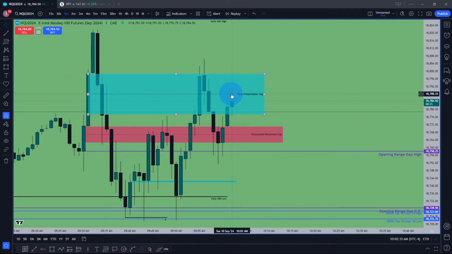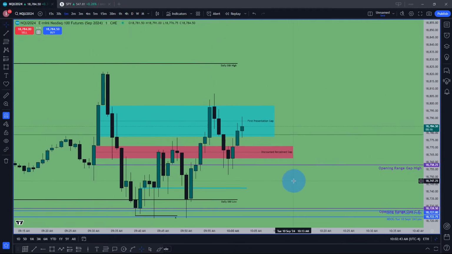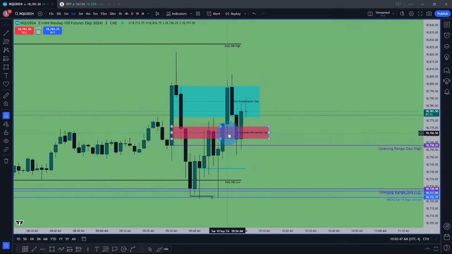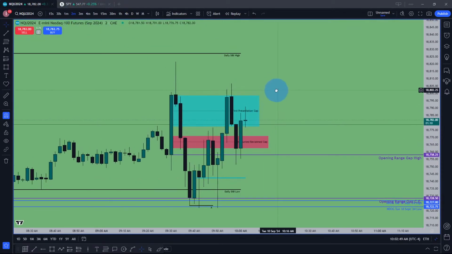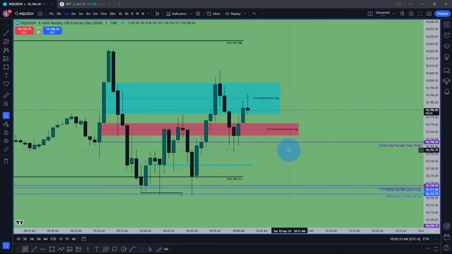Price is digging into the consequent of the first presentation gap. I want to see if it wants to reject lower off of it or if it wants to push through it again. If it wants to push through it and it leaves this 2-minute gap here uninversed, then I think it's safe to say that this order block here that was respected can push through again.